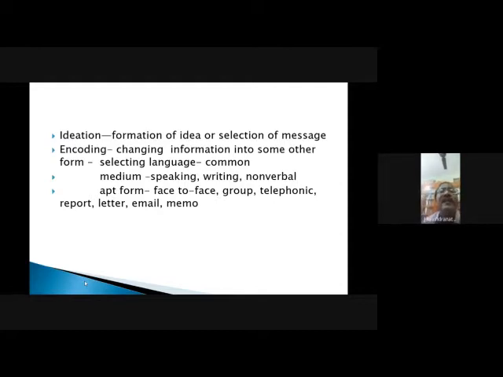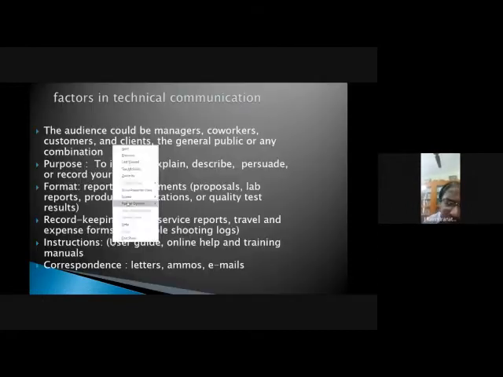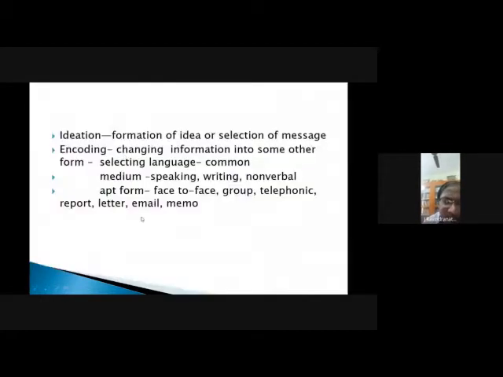Ideation. This ideation means formation of idea, selection of message, right? I have some ideas and I have some topic ideas to convey to you. And this topic is in a formal situation. Ideation may consist of finding and selecting a topic. And encoding. This information is encoded in selected language, that is common language.